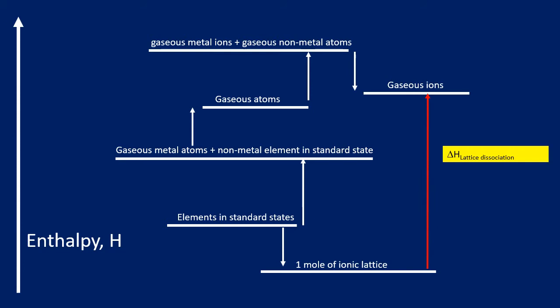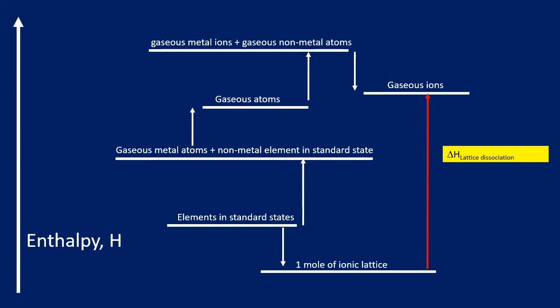I'll just take this opportunity to point out that you shouldn't be concerned if we are given or asked about lattice dissociation. The only difference it's going to make to the cycle is the arrow would point from the ionic lattice up to the gaseous ions. It would become a positive, endothermic process as opposed to the exothermic process. Okay, numerically it will be the same. So just be aware of the difference between lattice dissociation and lattice formation.